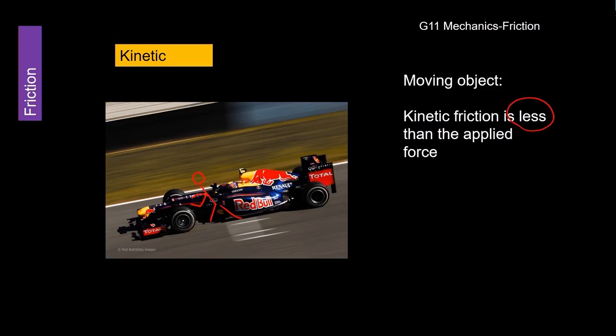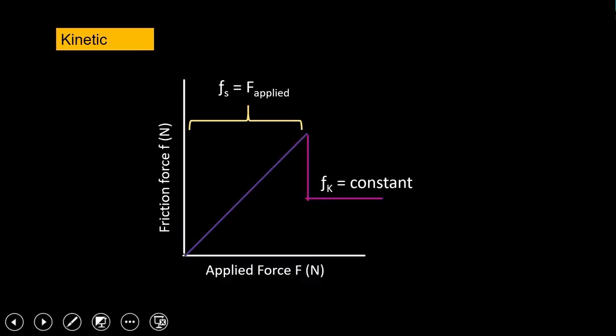What happens is, as it starts to move, the static friction is overcome and another type of friction takes over, and that is kinetic friction. The kinetic friction is the friction that is opposing the movement, but it is less. It is much less than the static friction, and it is less than the applied force. It becomes much easier then to push that car.